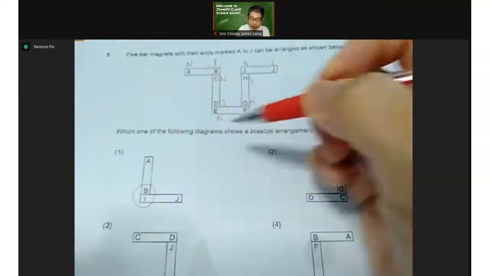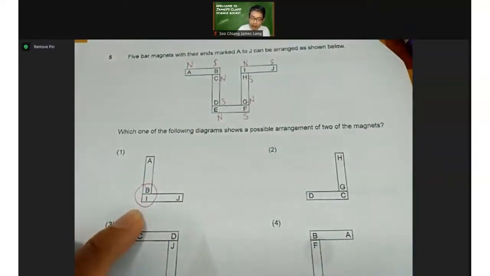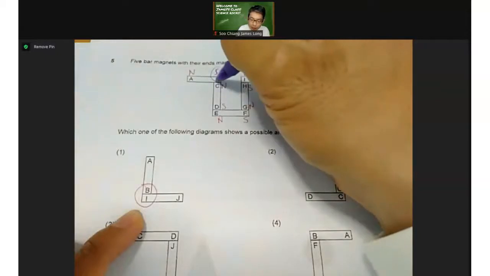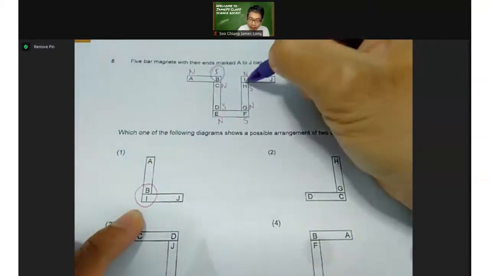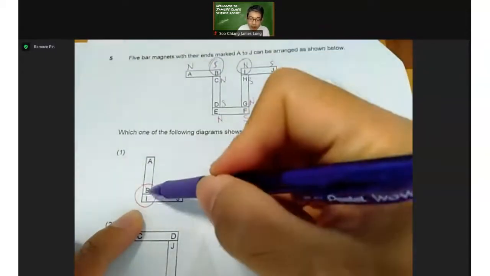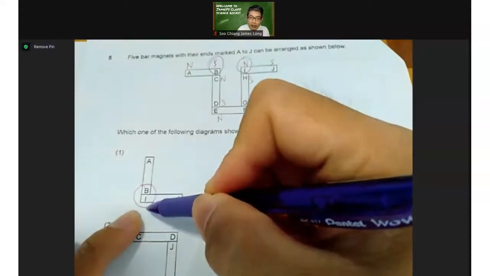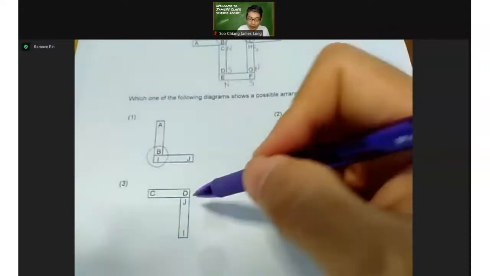This is B and I. What is B? B is a south-facing pole and I is a north-facing pole. So this is a possible arrangement. They will attract each other. All the rest does not work.